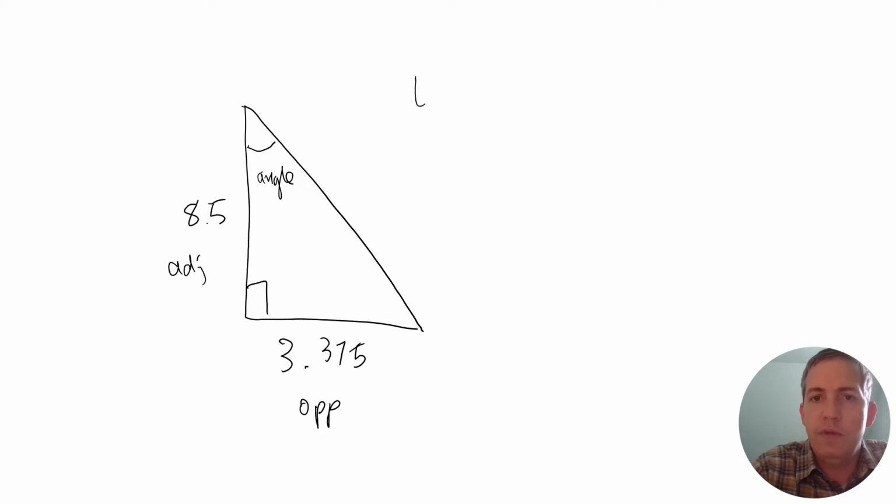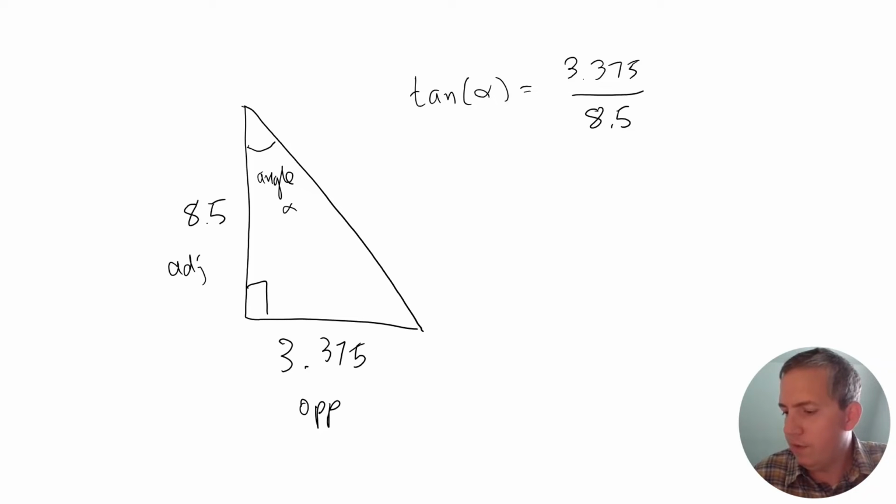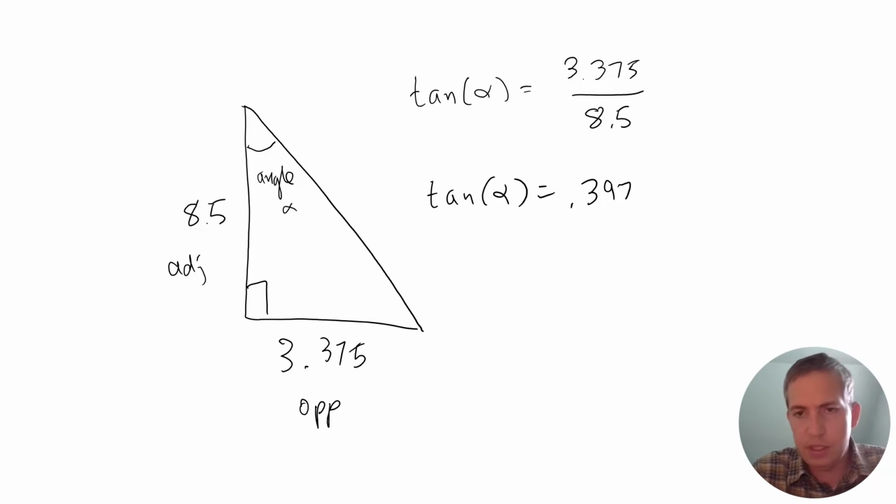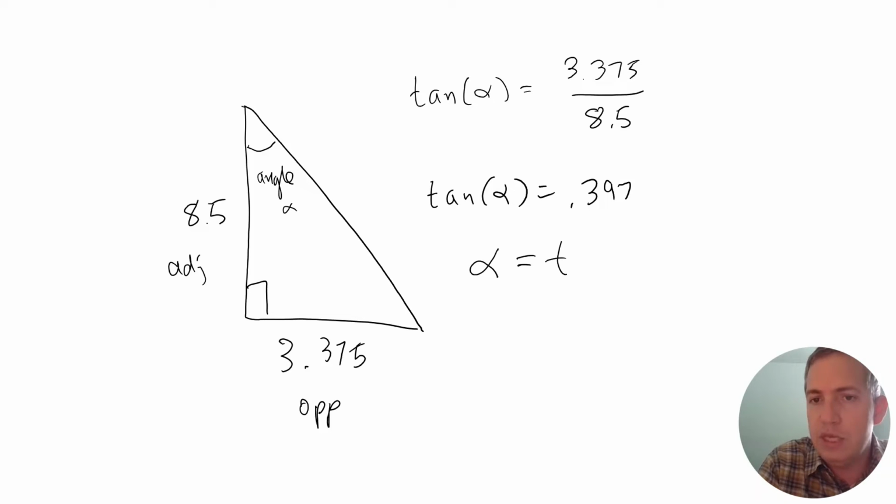So in other words, I know that the tangent of the angle, let's call it alpha, is equal to the opposite, 3.375, divided by the adjacent, 8.5. Now 3.375 divided by 8.5 gives me 0.397. And that's what the tangent of the angle is. Now that's not what the angle is, it's what the tangent of the angle is. So there's a special button on your calculator that tells you how to go basically backwards. And that button is the tangent inverse function. So if you know the tangent and you want to find the angle, you get the angle by taking what's called the tangent inverse. That's the button on your calculator. So you take the tangent inverse of 0.397.